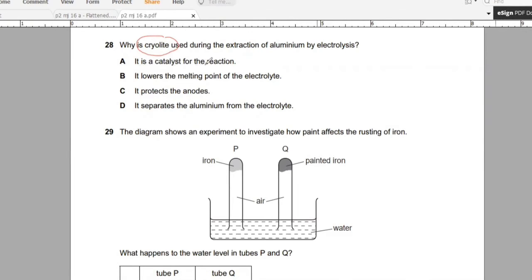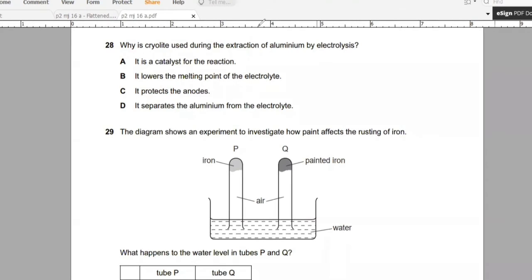Option A, it is a catalyst for the reaction. No. It protects the anode. No. It separates the aluminum from aluminum oxide. Cryolite won't separate, so no. It lowers the melting point of the electrolyte, yes, this is the right answer. Because the melting point of aluminum oxide is actually too high, it would be too costly to extract aluminum from aluminum oxide without lowering the temperature. So that is why we use this compound cryolite in the extraction of aluminum.